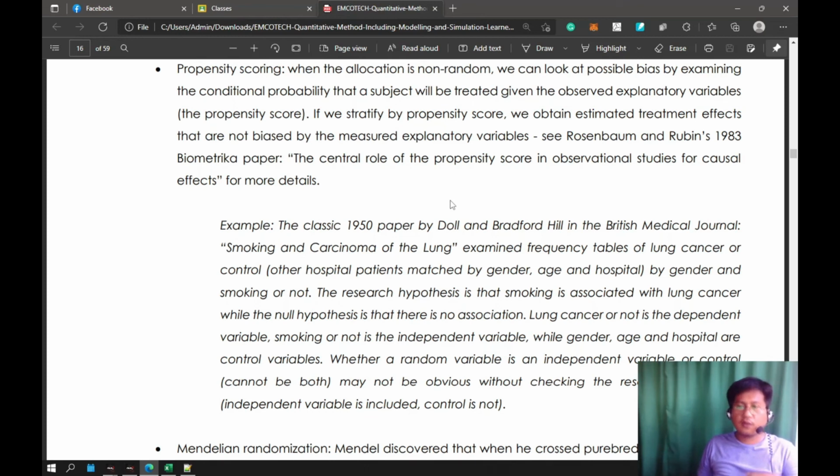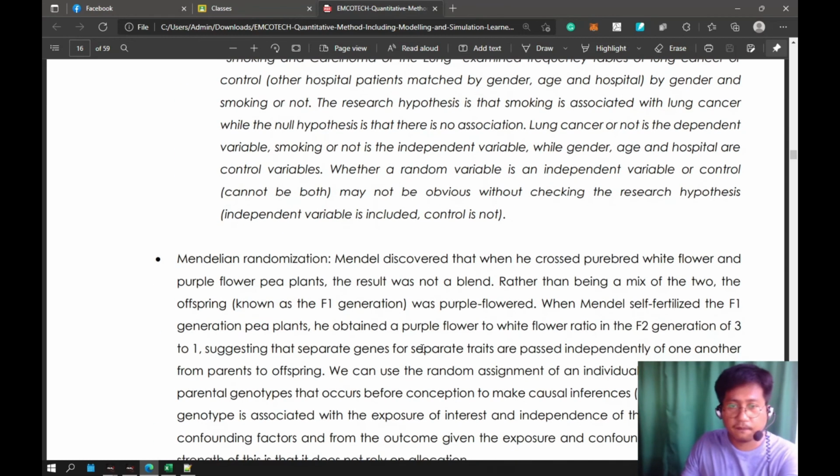So whether a random variable is an independent variable or a control, it cannot be both, and it may not be obvious without checking the research hypothesis. So the independent variable is included, the control is not.